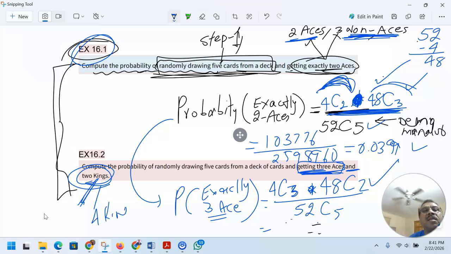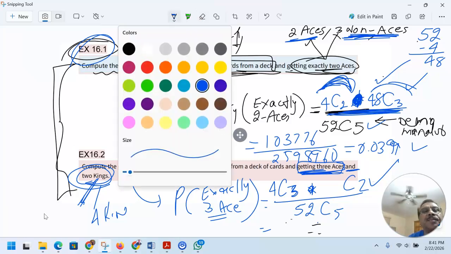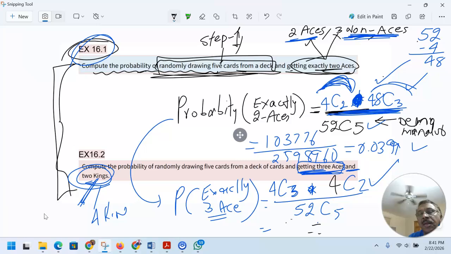So we'll have to change this. We'll have to take this 48 off, and instead of that we'll have to put 4C2. The beautiful part here is that it is saying three aces and two kings, and that's why we have to say from four aces you take off three aces, and that can be done by 4C3, and from four kings take two, 4C2.